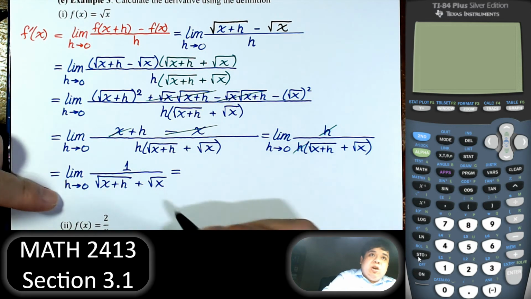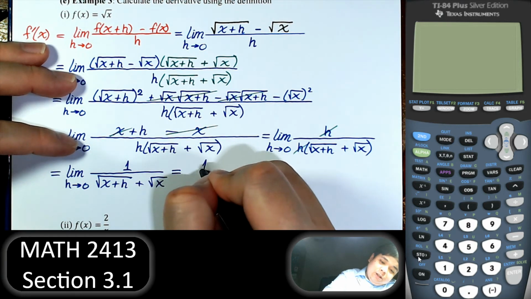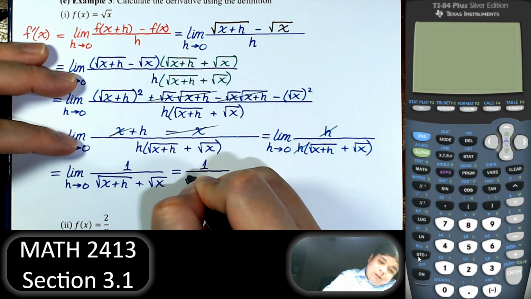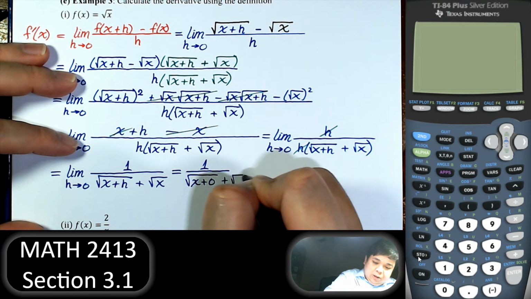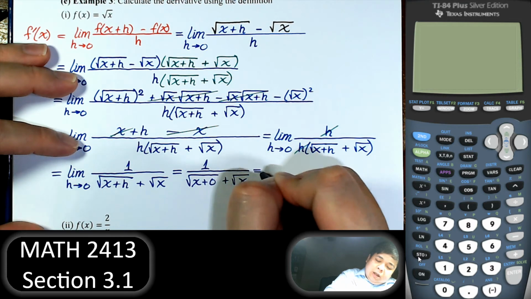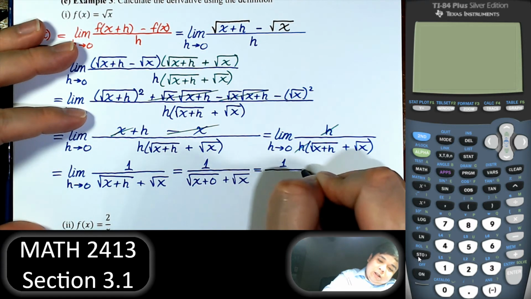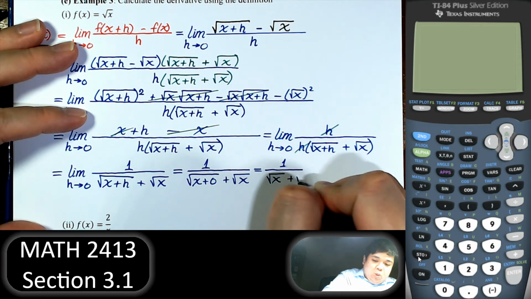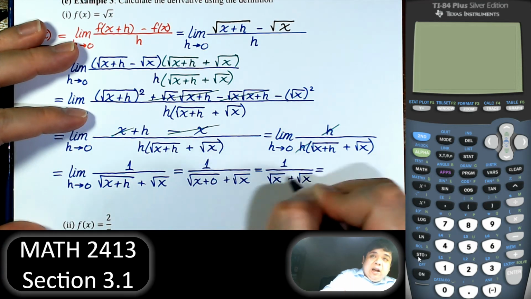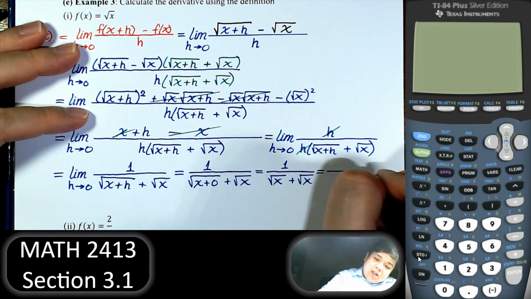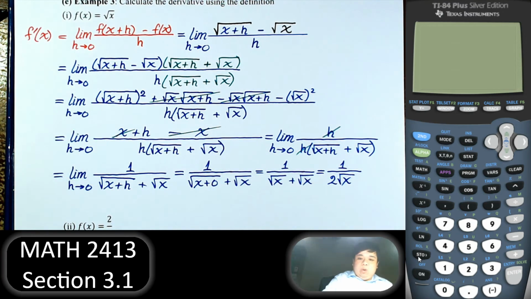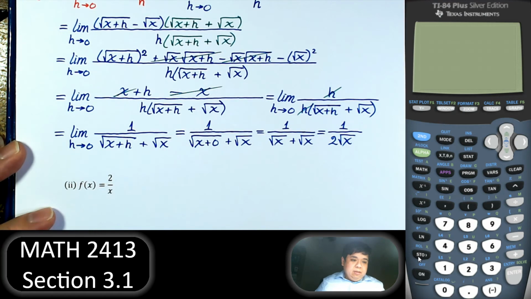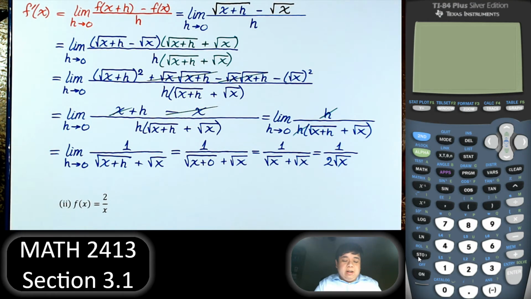And then we can put 0 in for h. So we have 1 over square root of x plus square root of x, and square root of x plus square root of x makes that 2 square root of x. So that is our finding the derivative using the definition.